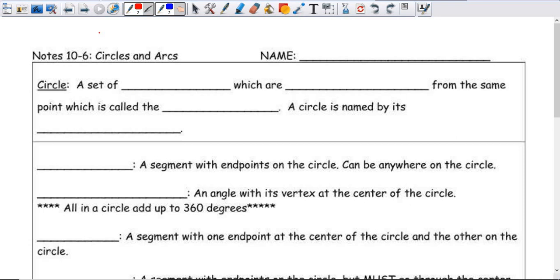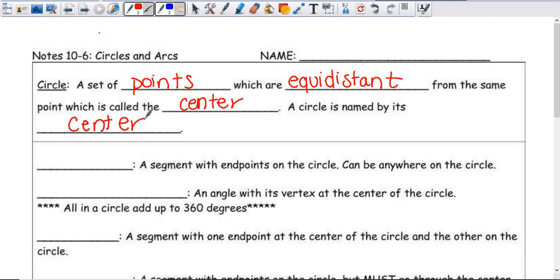It is a set of points which are equidistant from the same point, which is called the center. And a circle is also going to be named with its center. Okay, so basically a circle, you have a center, and then every point around it is the same distance away from that center.